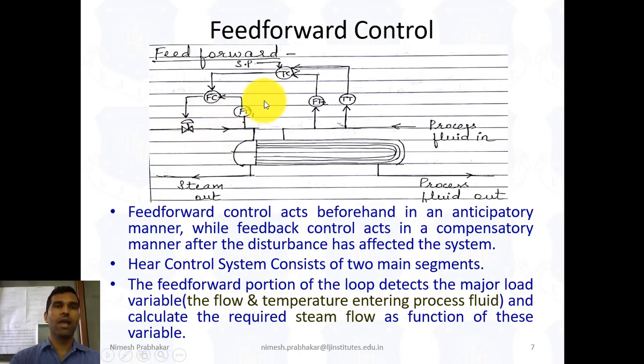So this is a simple arrangement of the feed-forward controller. Here we use the controller at the input side. That means we use the controller to control the outlet temperature. So this is a simple feed-forward controller.